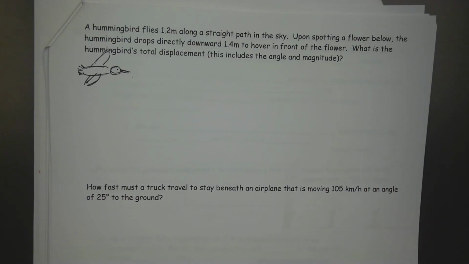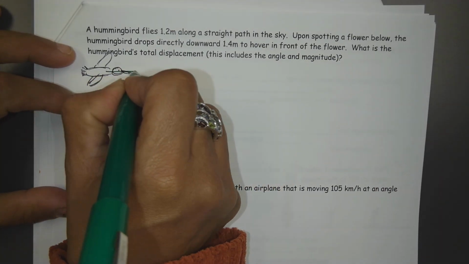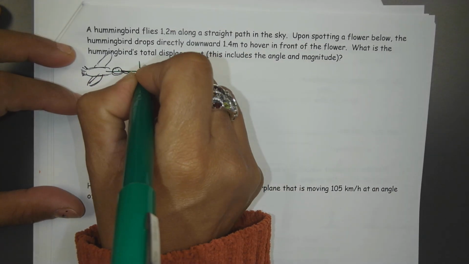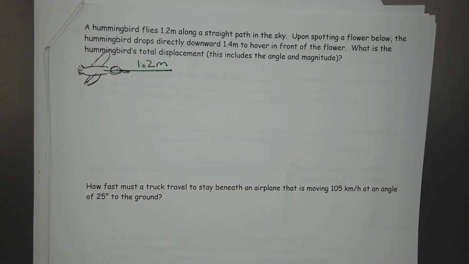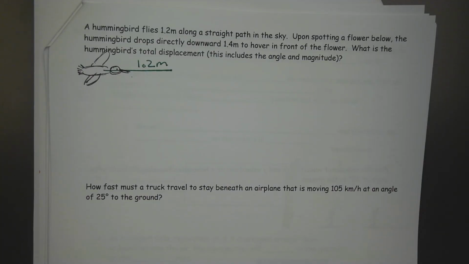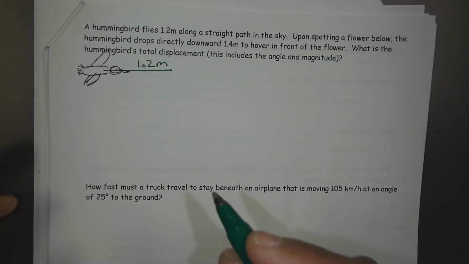A hummingbird flies 1.2 meters along a straight path in the sky. Okay? 1.2 meters, straight path in the sky. Upon spotting a flower below, the hummingbird drops directly downward 1.4 meters to hover in front of this flower.